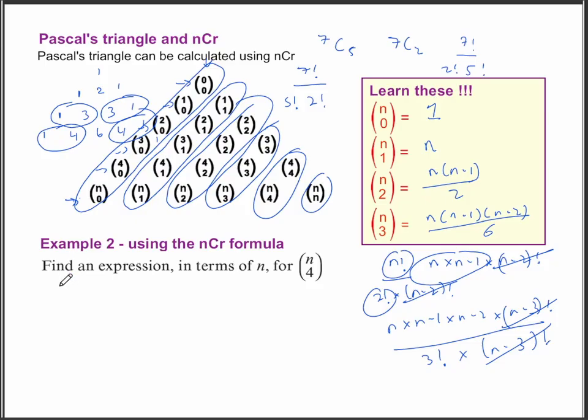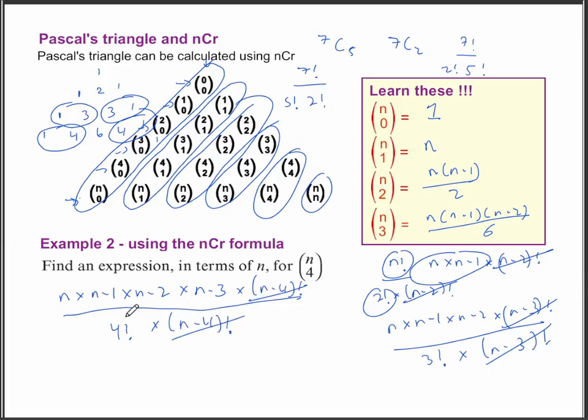Then example 2: find an expression in terms of n for n choose 4. We're going to do the same thing here, just add another layer, right? So n times (n minus 1) times (n minus 2) times (n minus 3) times (n minus 4) factorial over 4 factorial times (n minus 4) factorial. These are going to just cancel out. 4 factorial is 24, and we end up getting n times (n minus 1) times (n minus 2) times (n minus 3) over 24. And that's going to be our n choose 4 expression.